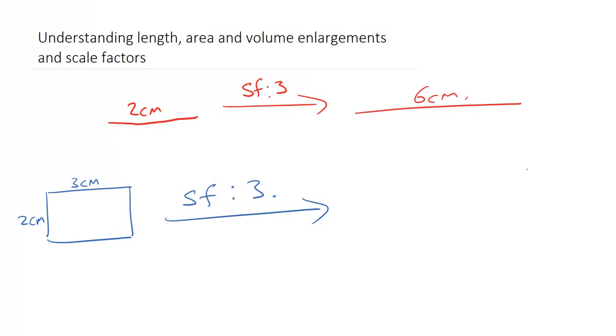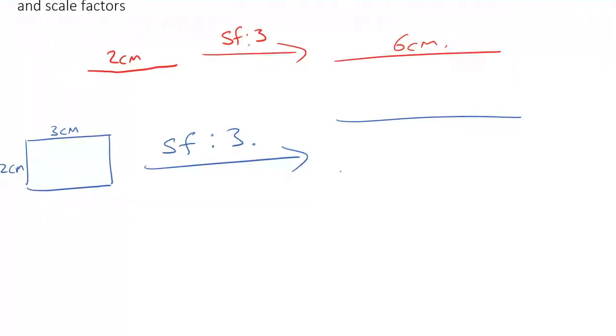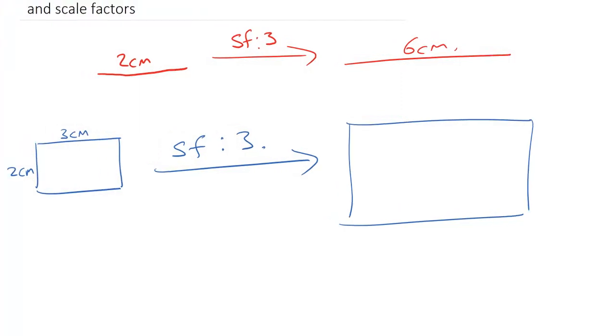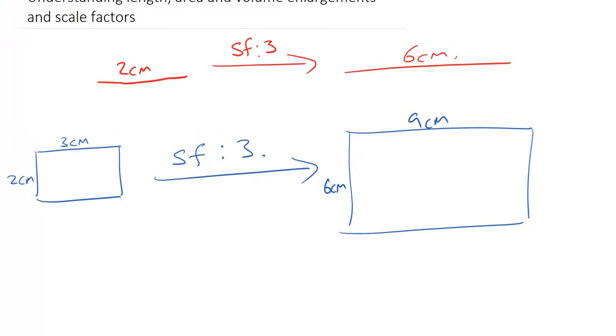Okay, so if I have a new rectangle, well, clearly I'm going to have 6 centimeters along the side, and I'm going to have 9 centimeters there, look, along the top. Now, so far we haven't really thought about area, but the original area of the first shape was 6 centimeters squared, and the area of this new rectangle is 54 centimeters squared. So you can clearly see that the area has increased by a scale factor that is certainly bigger than 3.